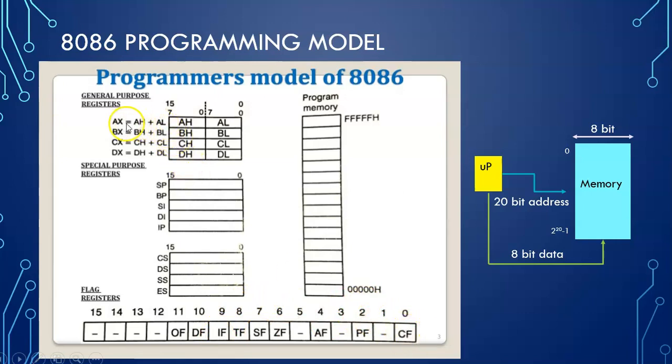And then for AX, BX, CX, DX, the size is 16 bits, but we can use 8 bits separately. So let's say we want to use this one, AH. If this one, AL. BH, H is high, L is low. Okay, now how do you get 1 megabyte?